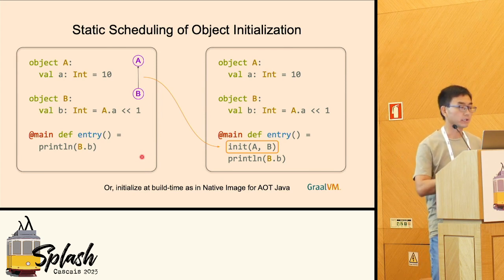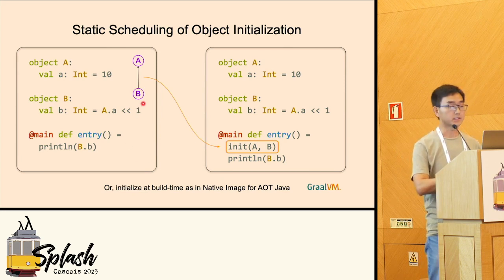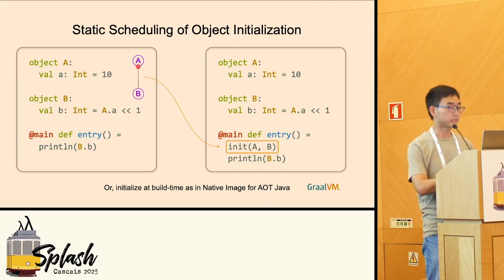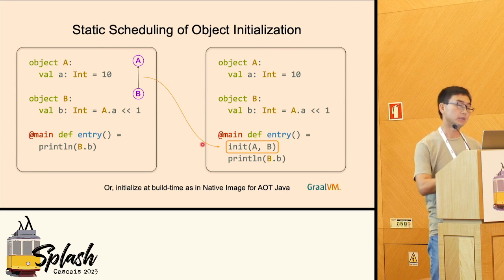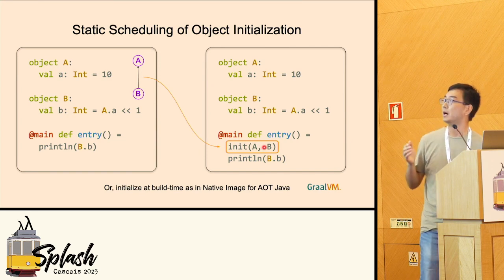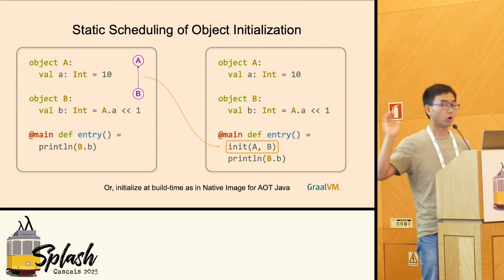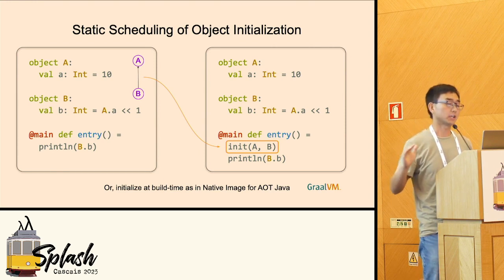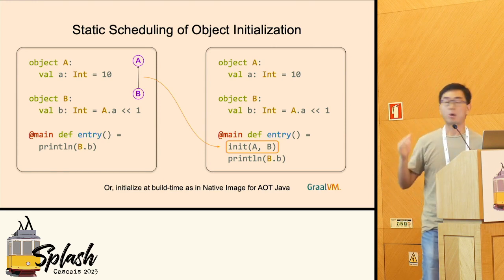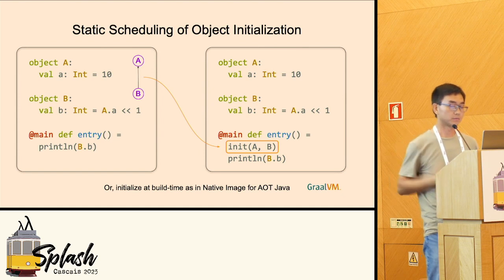For example, here, the static analysis can figure out that the initialization of object B depends on A. Using this knowledge, the compiler can initialize the objects at the beginning of the program according to the topological ordering. This way, it can remove all the runtime checks about whether a global object is initialized or not.